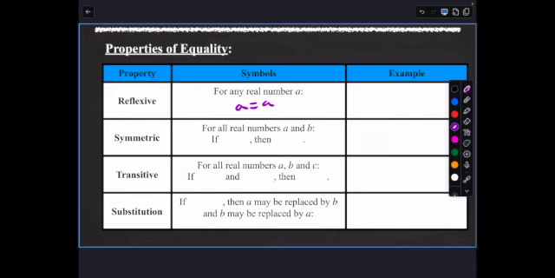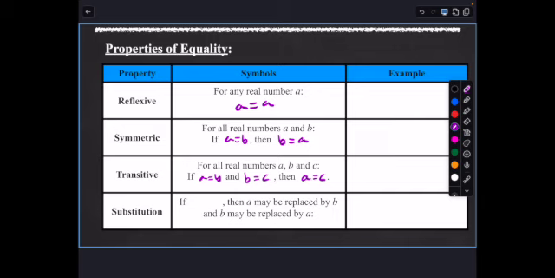Symmetry, or the symmetric property of equality. For all real numbers A and B, if A equals B, then B equals A. Does not matter if you put B in front or A in front. That's the symmetric property. Transitive property. For all real numbers A, B, and C, these are 3 different numbers. They could be the same number. If A equals B and B equals C, then A equals C. We can take out the middle step. Okay? With this one, we just want you to be able to recognize these things.